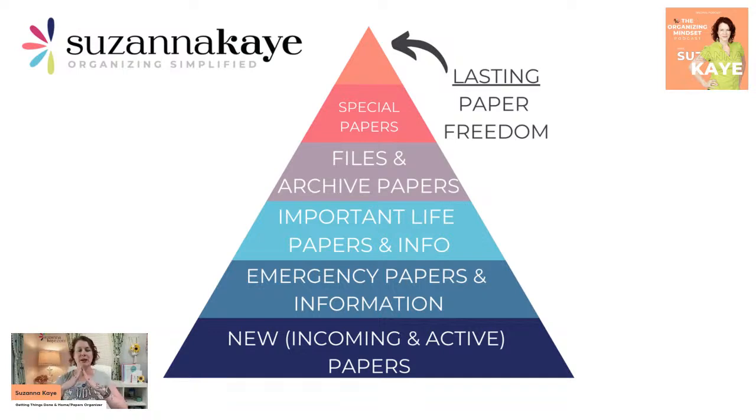So this pyramid, that is the Paper Path course, but this is the order that I like to do things in order of importance for managing your papers. So once you've got your new and active papers all set aside so they are safe, they're not adding to the problem, then we want your emergency papers. So if an emergency happens, you have your medical information right there, so you can go to the hospital and have all that you need.